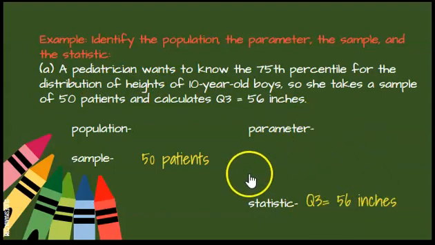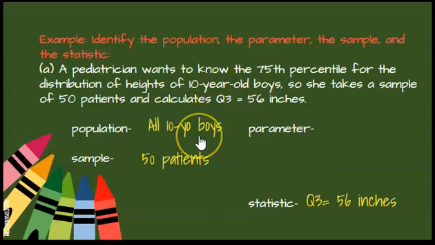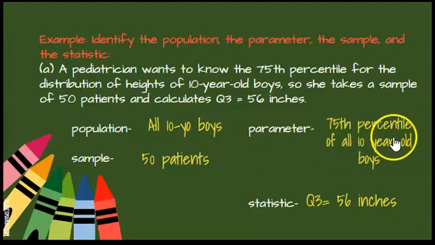So then I have to think, kind of like zoom out from these values and think, okay, what was the population we're addressing from these 50 patients? Well, it's all 10-year-old boys. That's who we're trying to predict about. We know we're not going to get every 10-year-old boy out there, but we do have 50 patients that we can use their measurements to help us predict what the population is. Now, what is it about the population we're trying to predict? What measurement specifically? The 75th percentile of all 10-year-old boys. All right? So start with what they gave you and then kind of fill in the gaps from there.